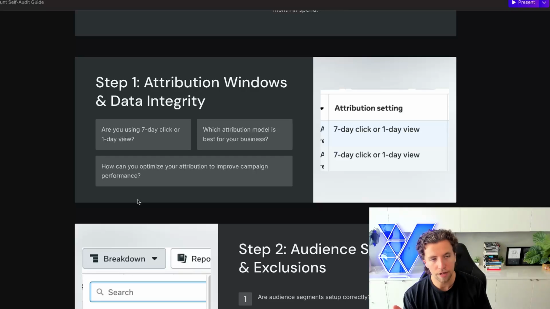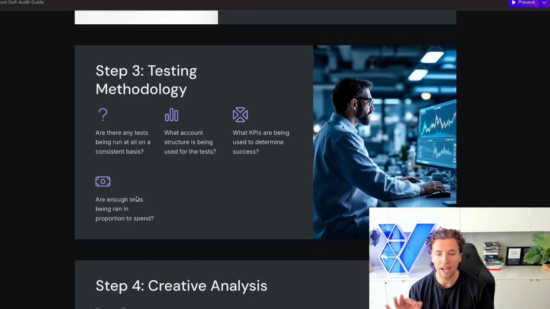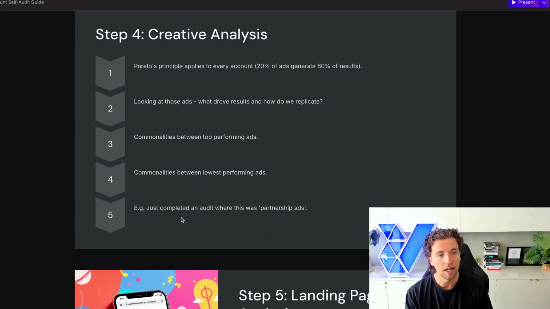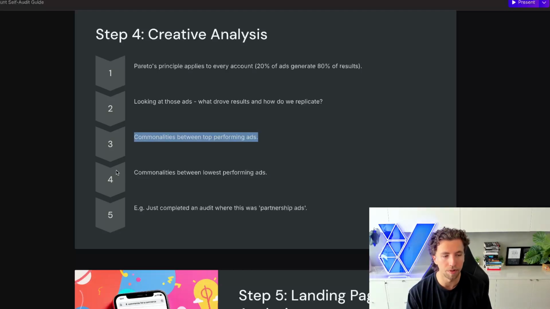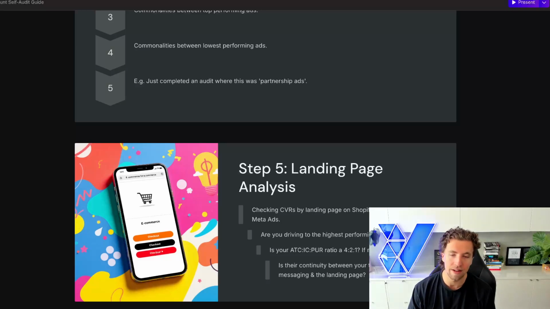To recap, attribution windows, make sure you're using 7-day click. Number 2, set up your audience segments and exclusions. Number 3, have a testing methodology that makes sense, that you can steelman with KPIs in place, and generally speaking, just increase the amount of tests that you're running. Number 4, do that creative analysis piece. Pareto as a principle applies in every ad account I have ever seen. Look at the top performers, look at the low performers. What can you replicate moving forward? And then do a landing page analysis. Look at conversion rates on the back end at a landing page conversion rate level. Are you driving to the highest performing lander? Is your funnel drop off a 4-to-1 ratio? And is there continuity between your top performing ads and the landing page?